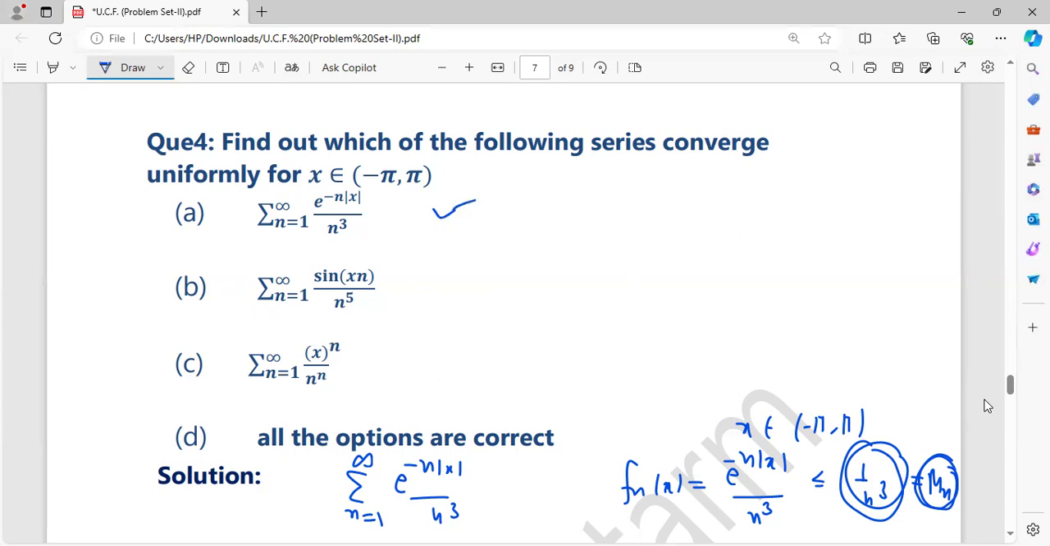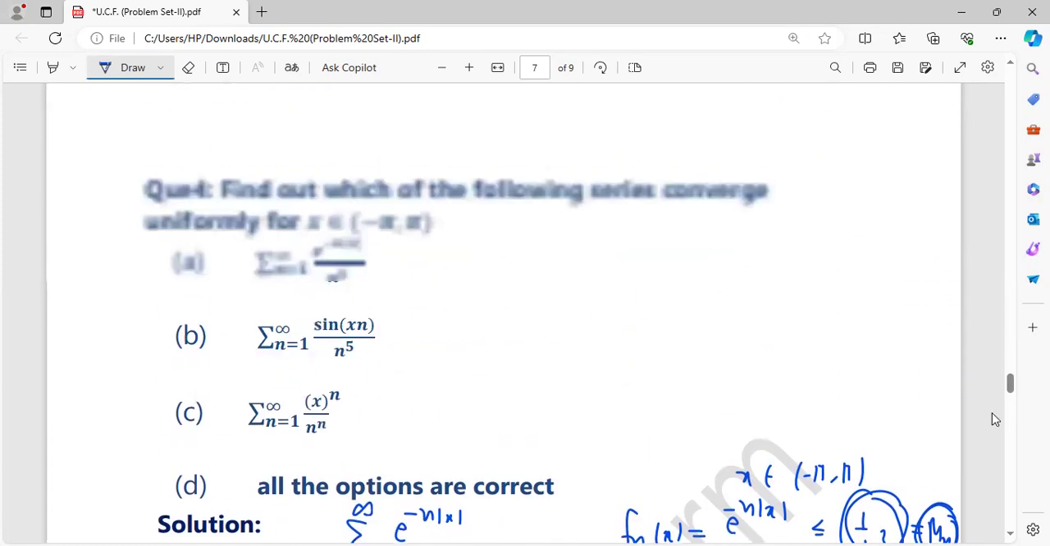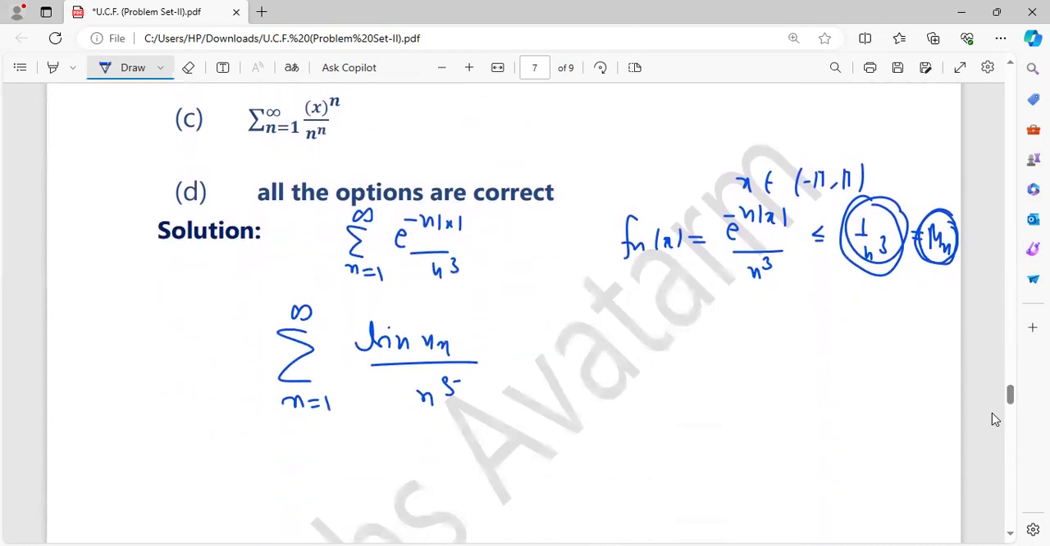What about the second series? Sin x. What about the second series, summation from 1 to infinity of sin nx upon n to the power 5, I think it is. And what about this sin x?